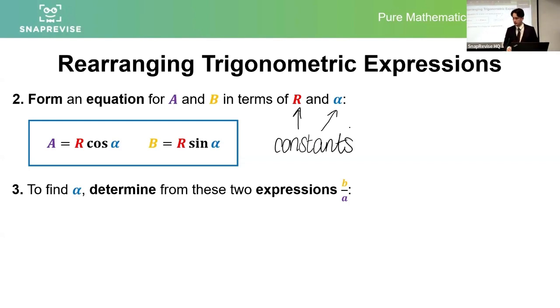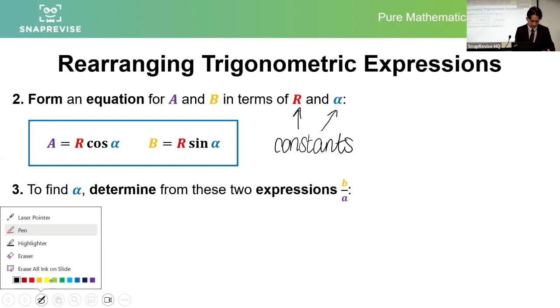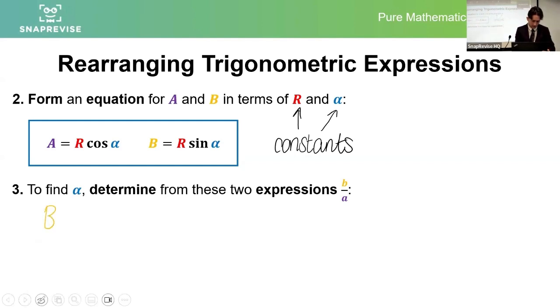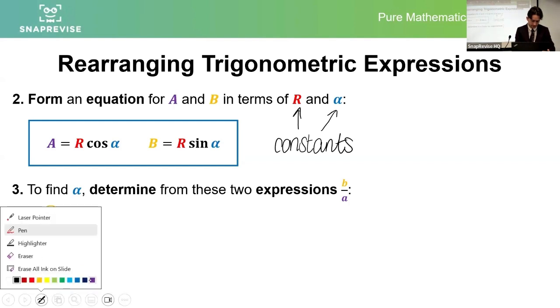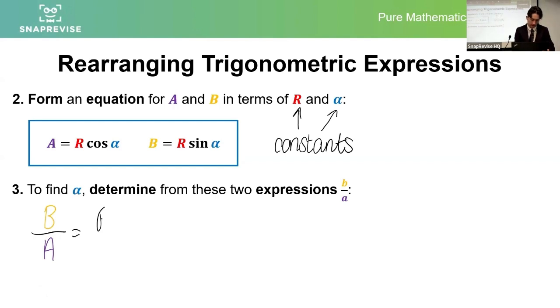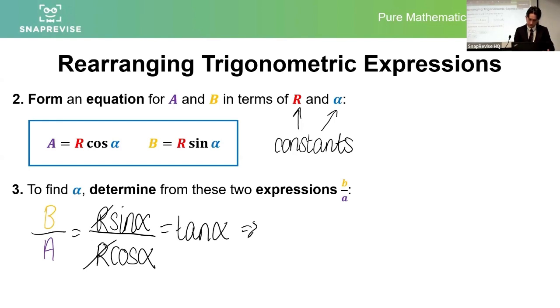So determine alpha. We know that the two expressions can be divided by each other because we can work out tan. So basically, if I take B and divide it by A, then what I'm doing is r sine alpha over r cos alpha. So alpha is equal to arctan of B over A.